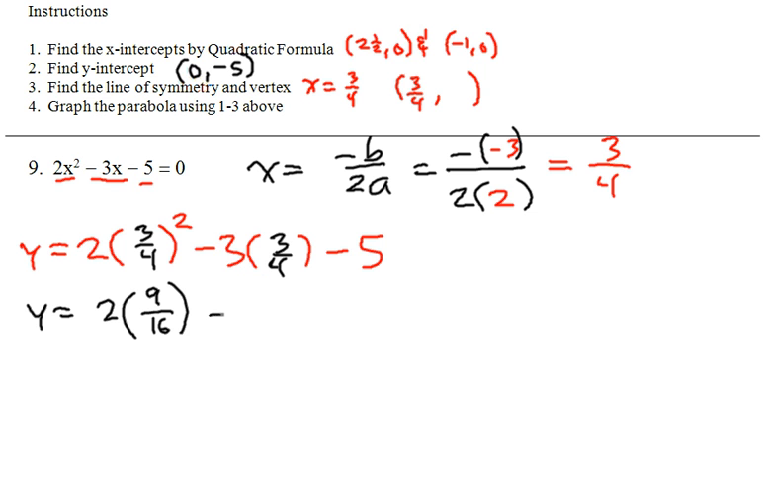This would be a negative overall since there's a single negative. Make that 3 over 1. 3 times 3 is 9 for the numerator. 1 times 4 is 4 for the denominator. Then minus 5. Alright, next.